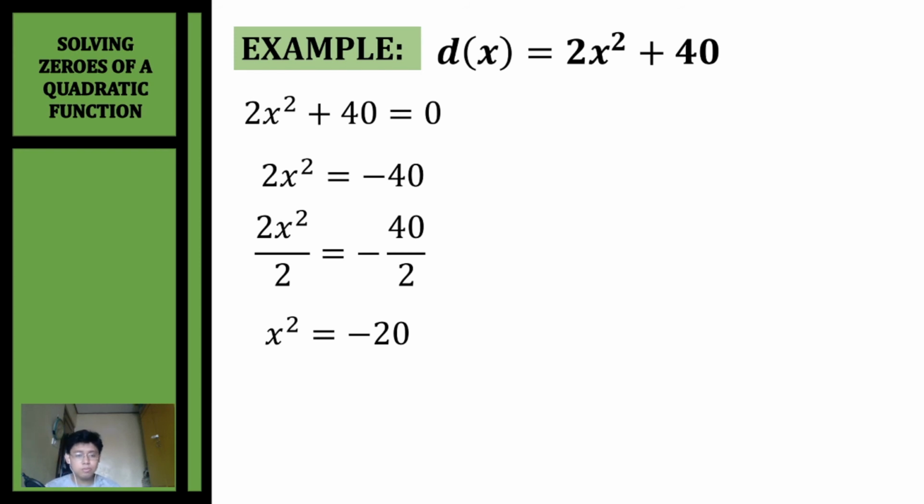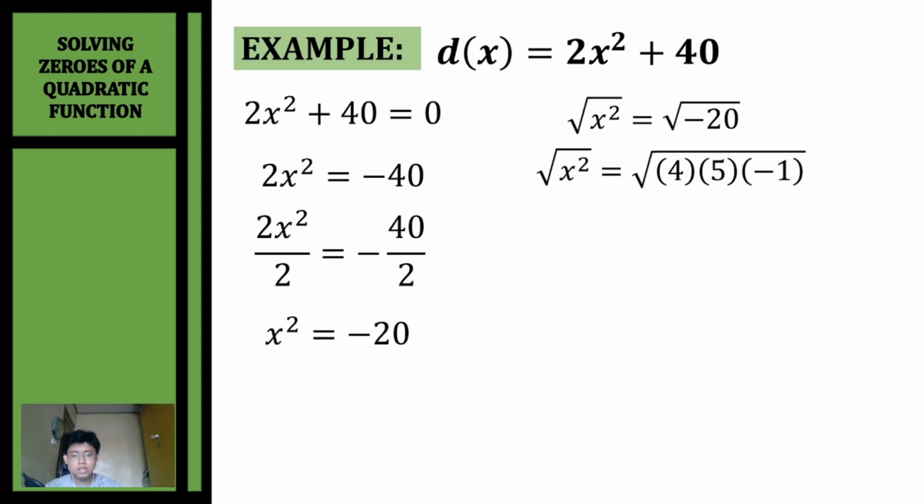To remove the exponent, we need to get the square root of both sides. So let's get the square root of negative 20. In getting the square root of negative 20, take note that we have a negative radicand, so we will encounter an imaginary number. So we will have x is equal to plus or minus 2i times the square root of 5.